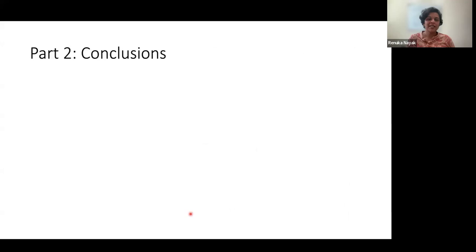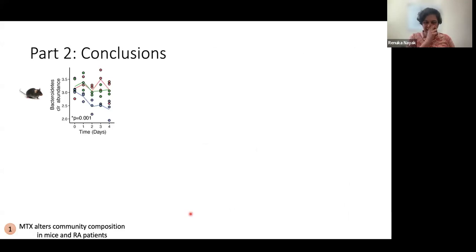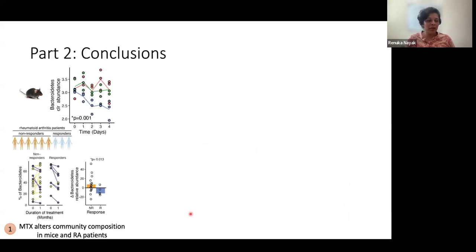So that's kind of where that story is now. And so for the second part, what I've shown you is that in mouse models, methotrexate changes the community composition of the microbiome. We saw this in patients, that there's a reduction in Bacteroides, and that's associated with clinical response.